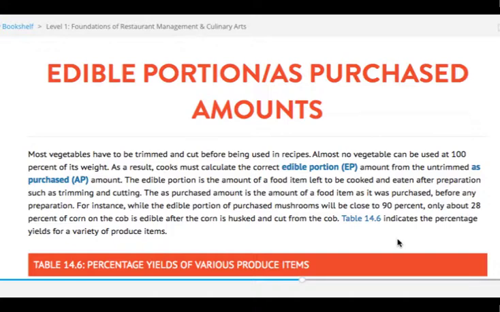I have a friend of mine who is a wonderful chef, and she has a video that she has filmed for her students about the difference between edible portions and as purchased amounts, and I think it will give you a little bit more visual representation of what it means.